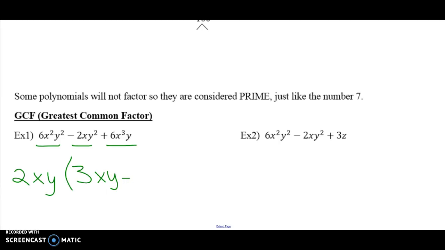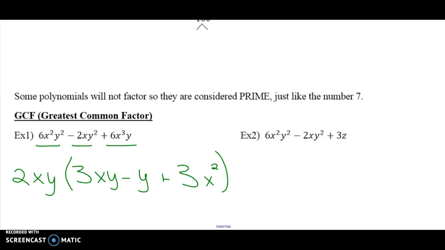Minus y. 2, but I divided away a 2. An x, but I divided away an x. And a y squared, I divided away one y. So out of all of that, the only thing that's left is a y. Nice. And then plus 6 divided by 2 is 3. I had x cubed, but I divided away one of them. And that y also got taken out. So that is your answer.